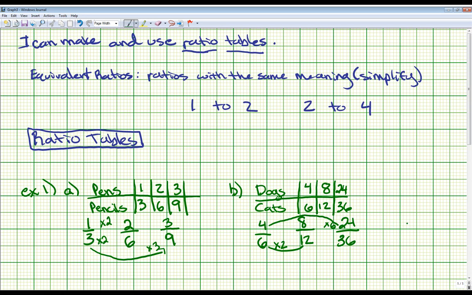You can go ahead and pause the video now and try the first 2 on your own at the bottom of page 198.